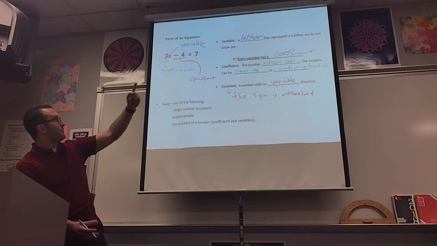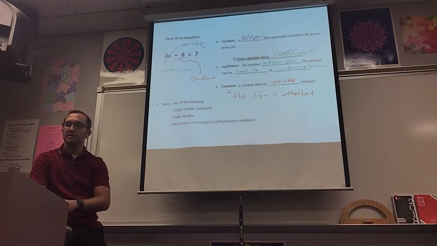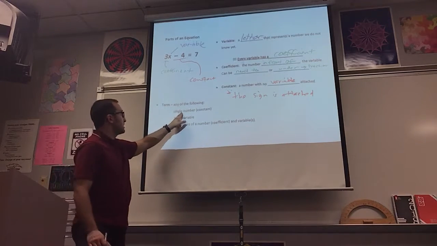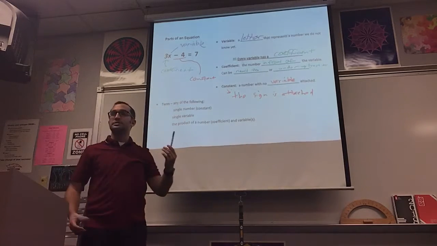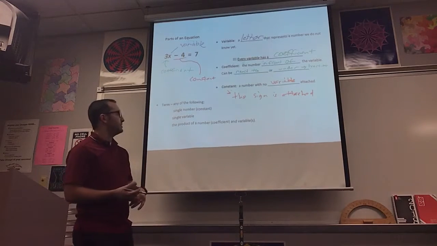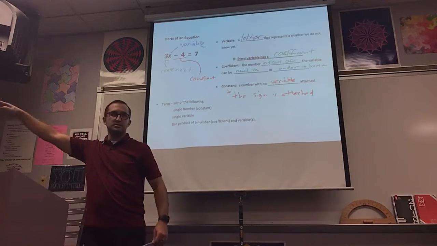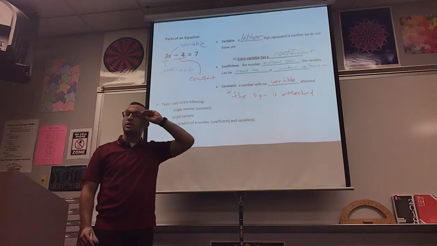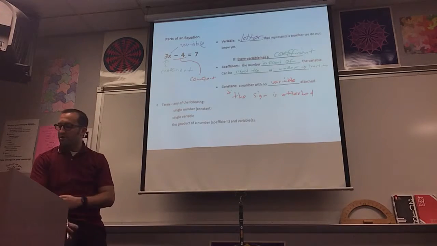So all of these things, variables, coefficients, and constants, are terms. So in our quick quiz today, we looked at our terms. A single number is a term. That's a constant. So -4 is a term. A single variable, like x or y, or over there, x and z. Those are terms. Or the product of a number and variables, like a coefficient. So 3x is a term. All of those are terms.